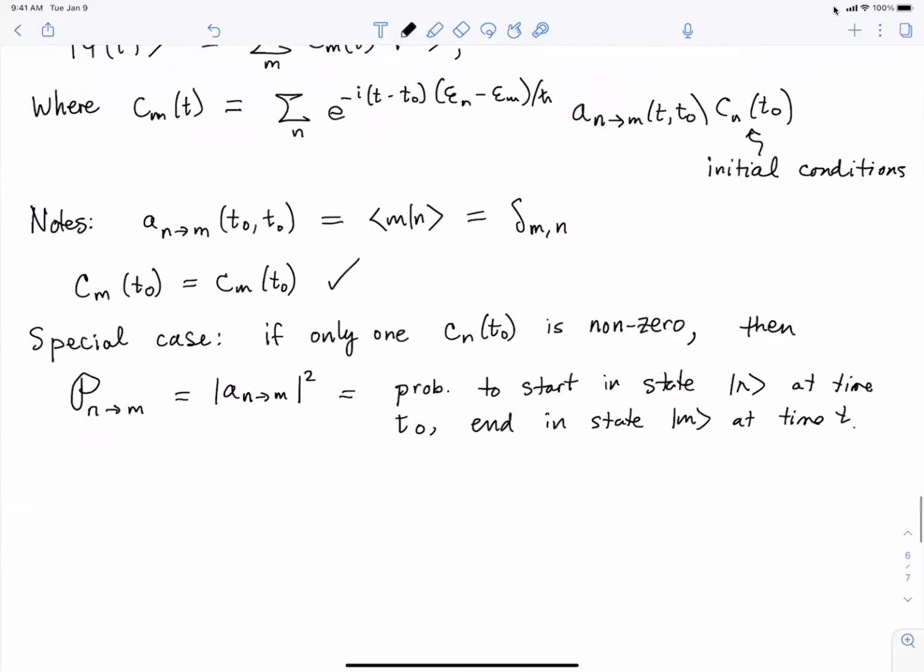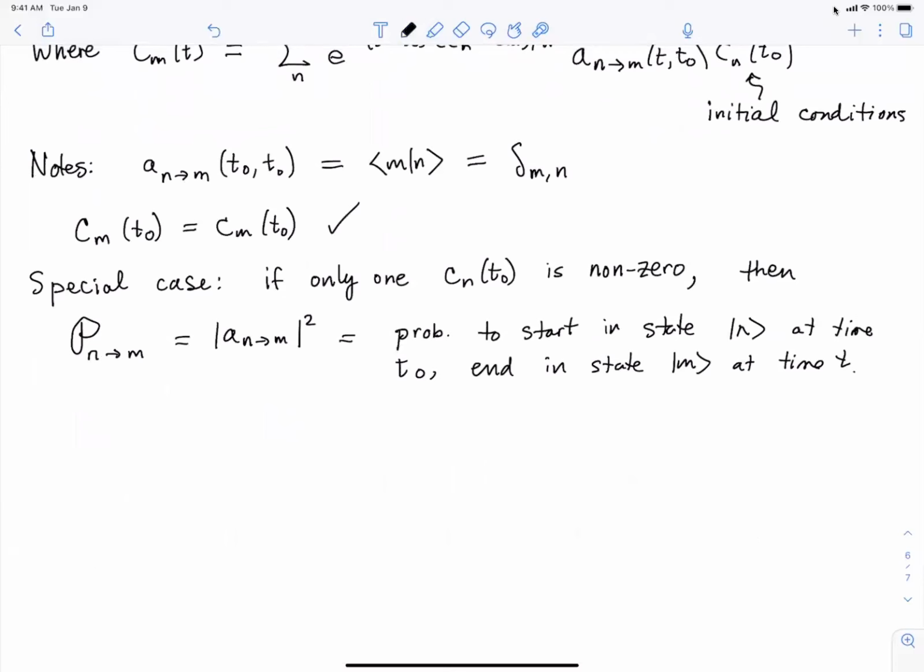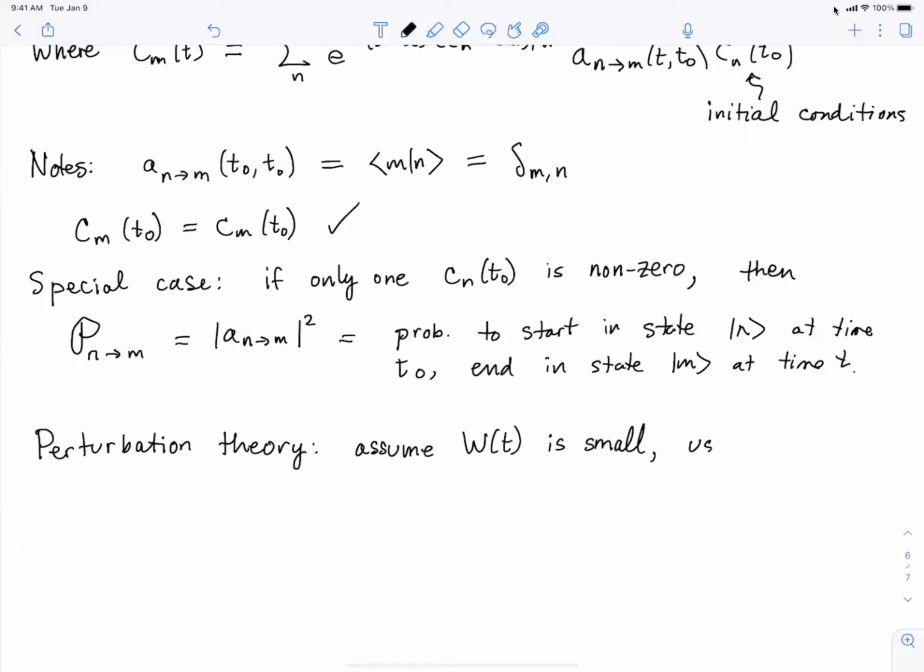Okay, so we worked all this out with the interaction picture, and now perturbation theory just consists of making a single assumption. Time-dependent perturbation theory means you assume that W is not big. We'll have to be more precise about what we mean by not big a little bit later. But we're assuming W of t is small, and again, what small means, we'll probably have to evaluate on a case-by-case basis. But we're doing it using the Dyson series.